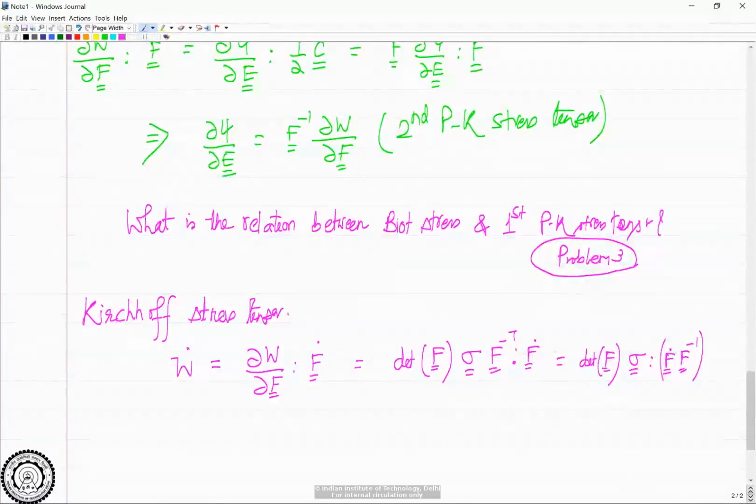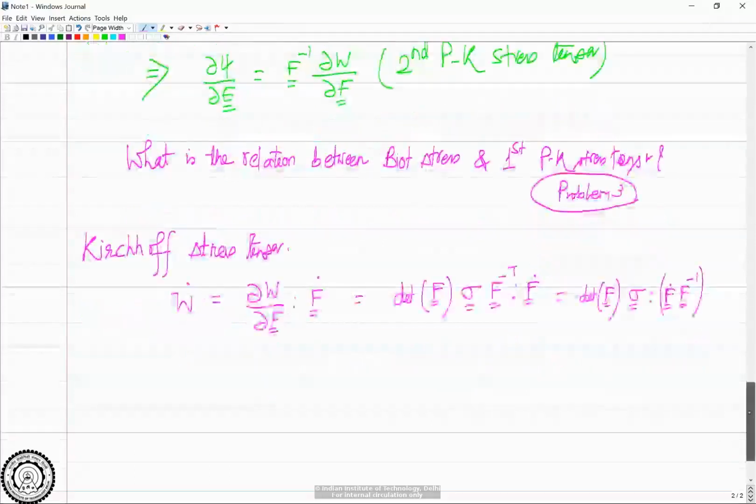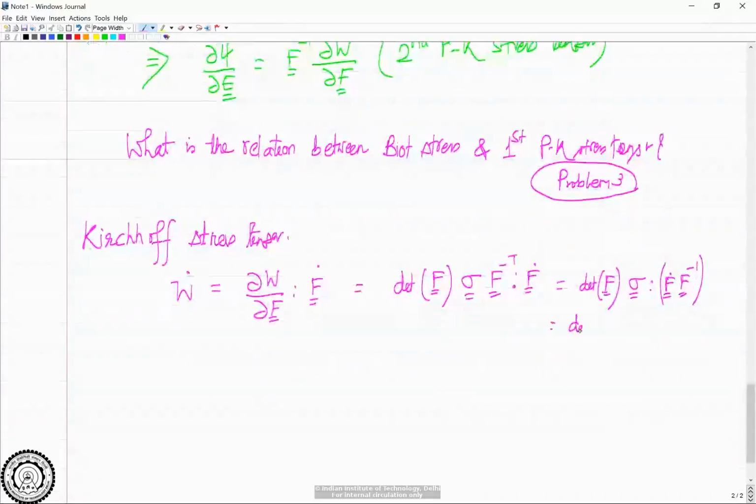Now, do you recall what is F dot F inverse? This was your question in the minor examination. Grad V, isn't it? Grad V. So this is also equal to det F into sigma double contraction gradient of V, but this grad is with respect to Eulerian, so small x.